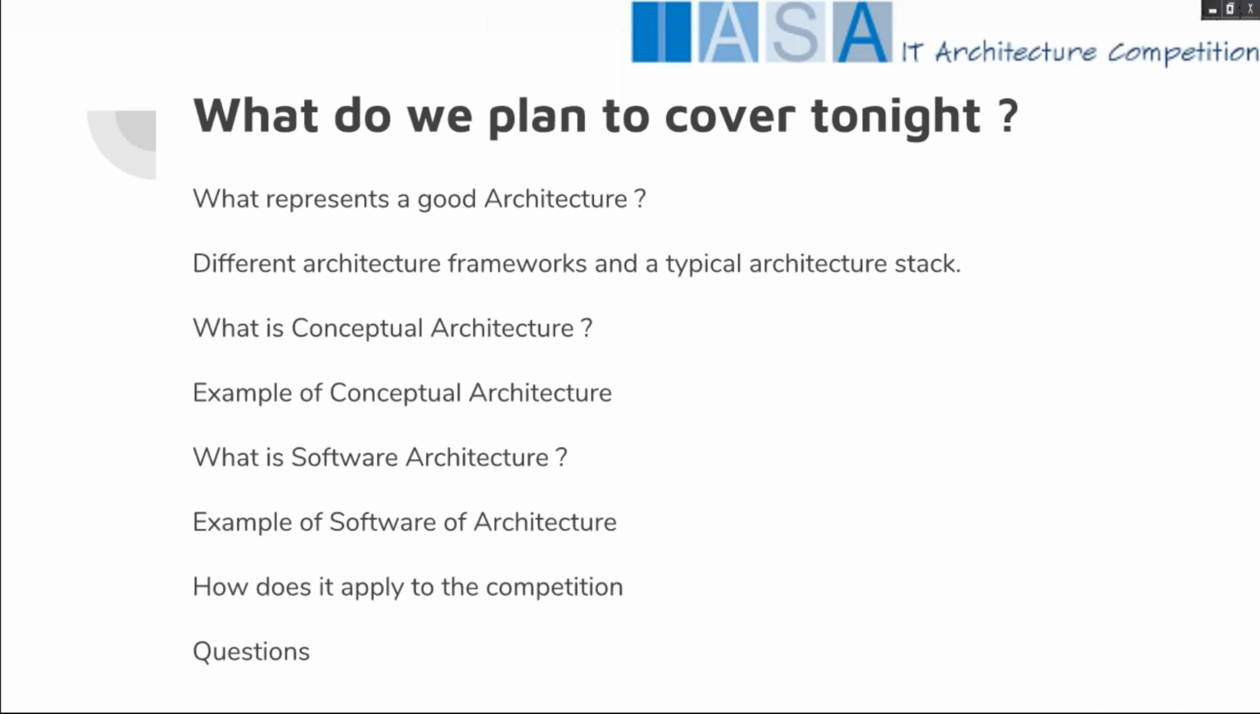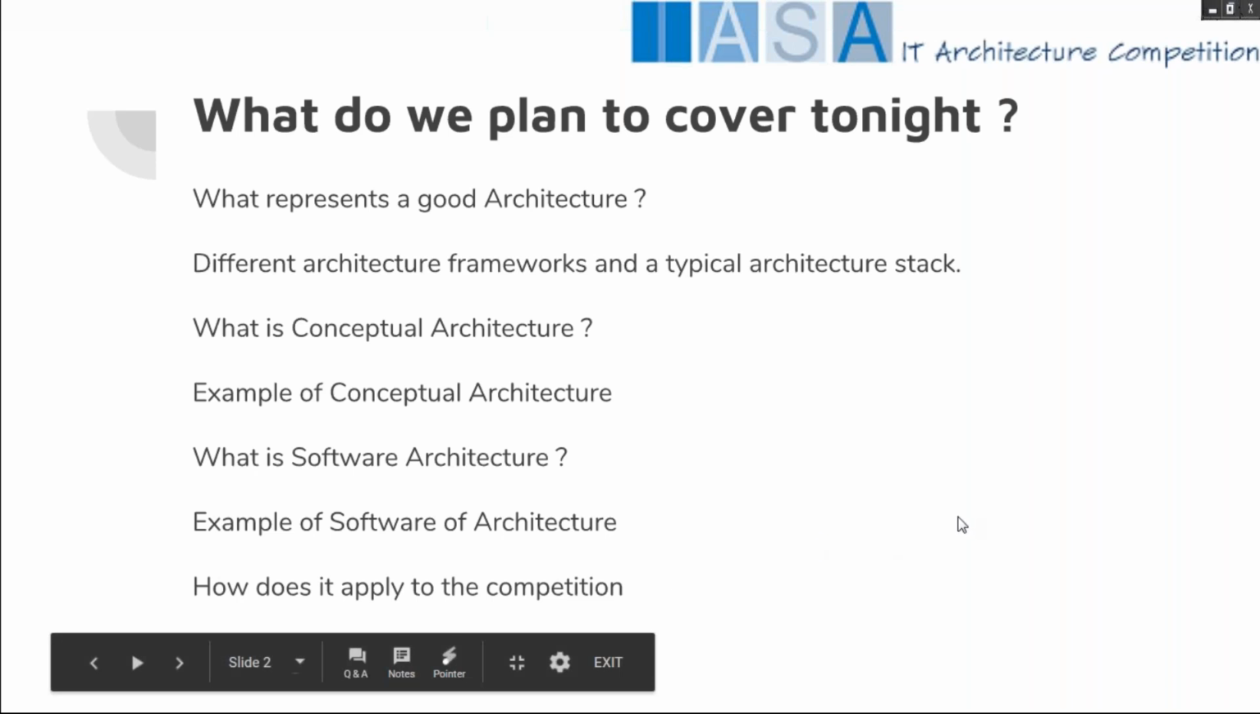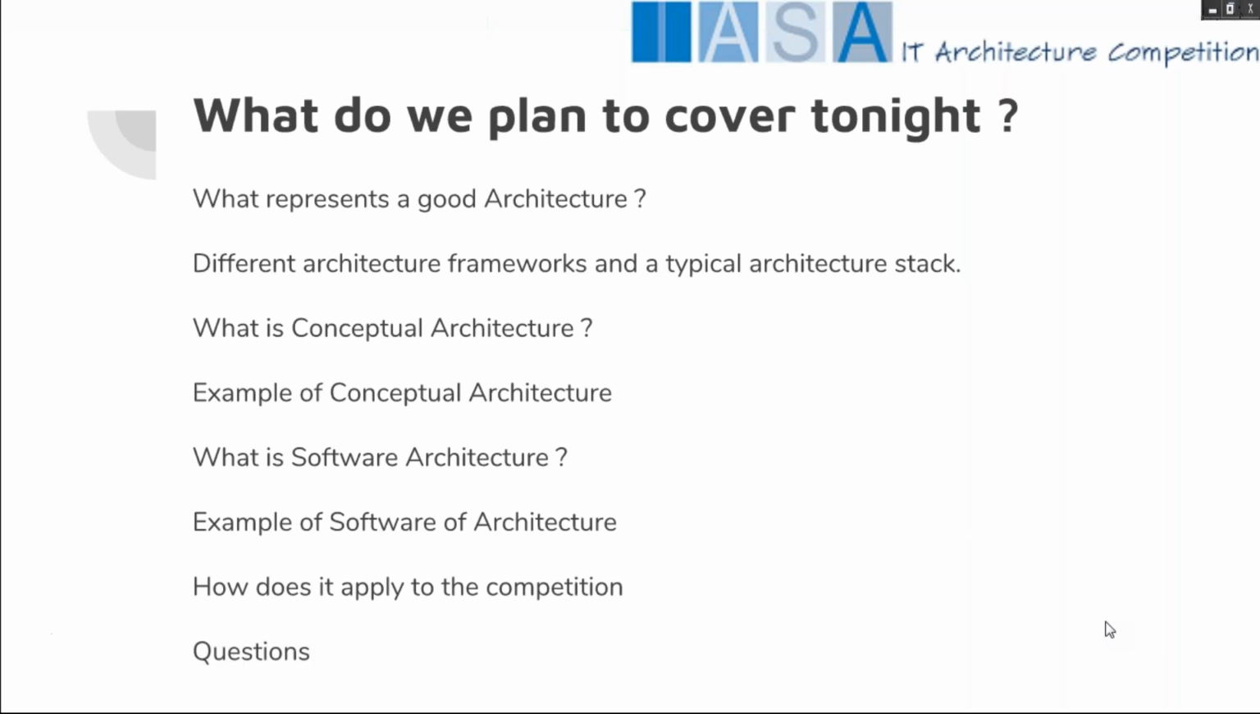First we'll talk about what does a good architecture mean? What represents a good architecture? We'll look into different architectural frameworks and look at what a typical architecture stack looks like. And then we can get into what we mean by conceptual and software architecture. We'll obviously look at some examples.